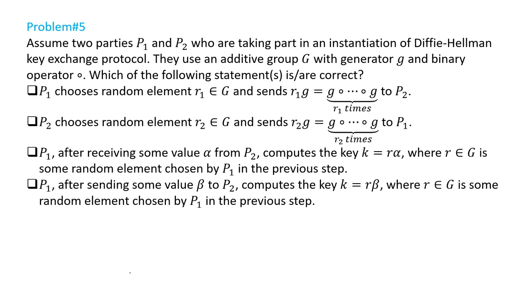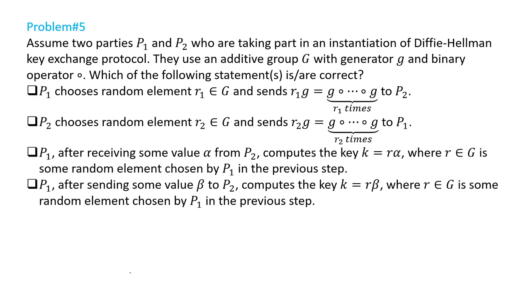This is a trivial kind of question. Let me read it out. Assume two parties P1 and P2 who are taking part in an instantiation of Diffie-Hellman key exchange protocol. They use an additive group G with generator small g and binary operator dot. Which of the following statements is or are correct?